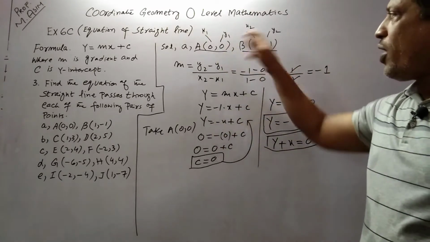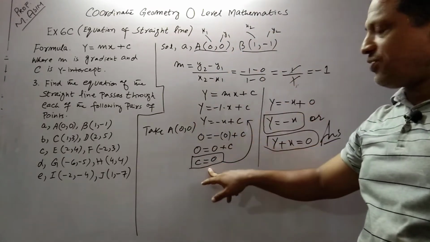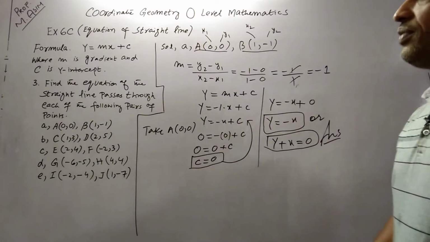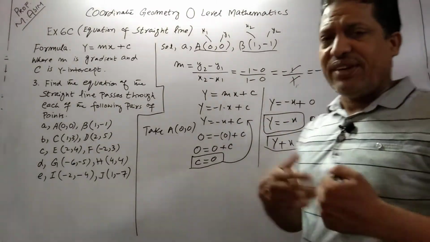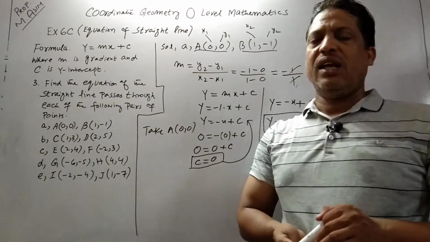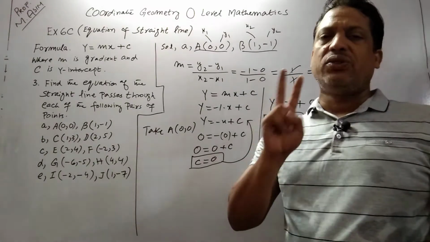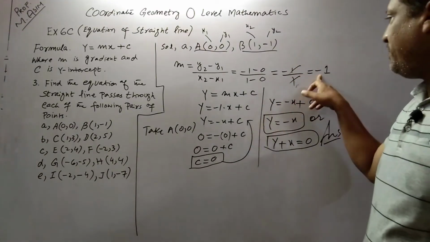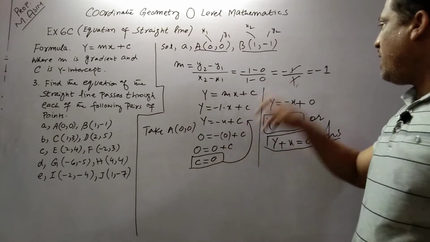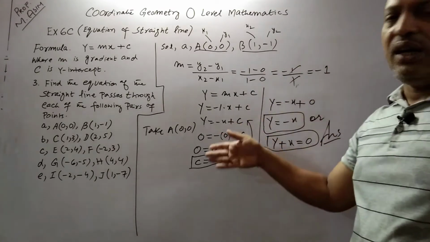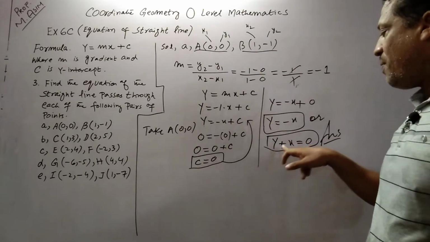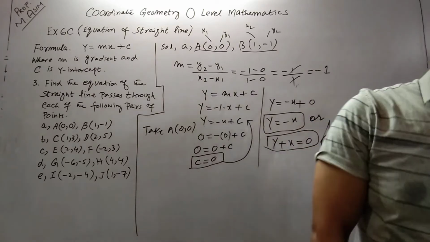Take any point from these two to get the value of c, and then put this value of c again in this. So student, it means whenever we are asked to find the equation of a straight line, we have to find 2 things. One is m and one is c. Put this value of c and this value of m in the formula to get the equation of a straight line. In this case, our straight line is y plus x is equal to 0.